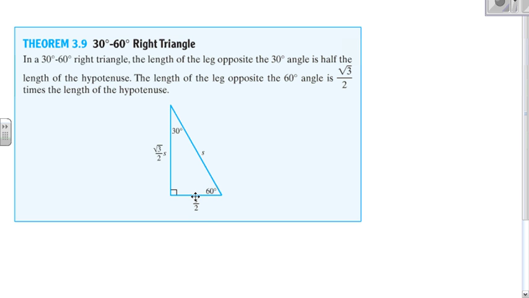The short side is half of the hypotenuse, and then the long leg is the short leg times the square root of 3. So you could summarize that as it is in this drawing here: S over 2, and S times the square root of 3 over 2. I actually remember this as 1, 2, square root of 3.